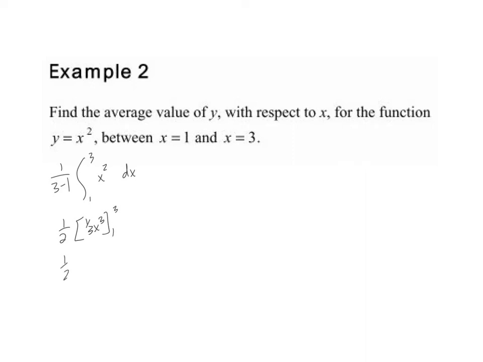Plug in our 3, that gives us 27, divided by 3 is 9. Plug in a 1, we get 1/3. 9 minus a third would be 8 and 2/3. Half of that would be 4 and 1/3.